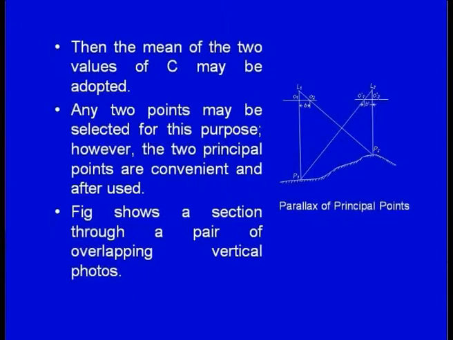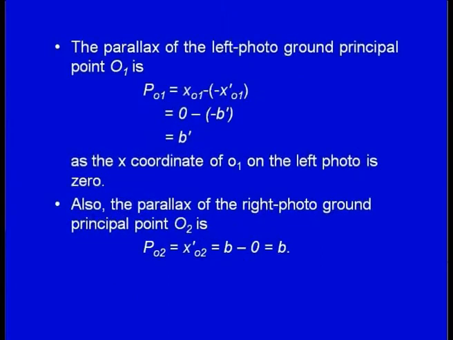The figure shows a section through a pair of overlapping vertical photographs. The parallax of the left photo ground principal point O1 is P O1 is equal to x O1 minus x dash O1, which is equal to 0 minus b dash, or it is b dash, as the x coordinate of O1 on the left photo is 0. Since the parallax of the right photo ground principal point O2 is P O2 is equal to x O2 minus x dash O2, which is equal to b minus 0, which is equal to small b. Thus, it is seen that the parallax of the left ground principal point is the photo base b dash measured on the right photo, and the parallax of the right ground principal point is the photo base b measured on the left photo.